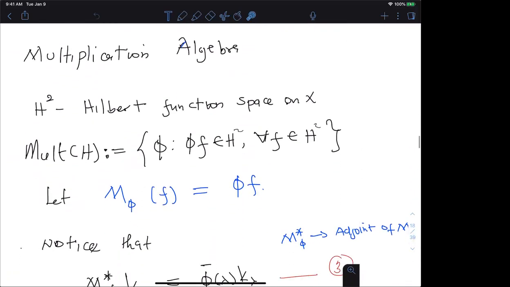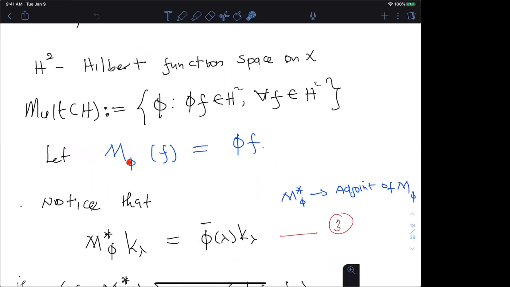So let's look at the multiplication algebra. And again, these might seem like random ideas, but we're going to put all of these ideas together to prove the necessary and sufficient condition for the Pick problem. So we denote here Mult(H) to be the set of all functions phi such that phi times f belongs to the function space H2 for all f in H2. All such functions that have this property, we denote as Mult(H). That is the multiplication algebra.